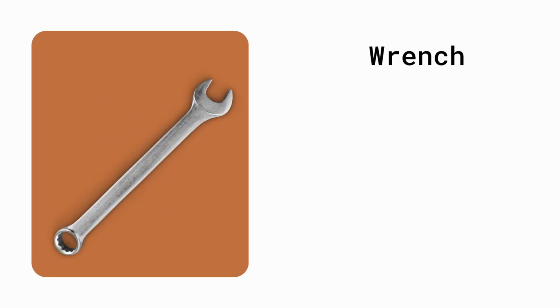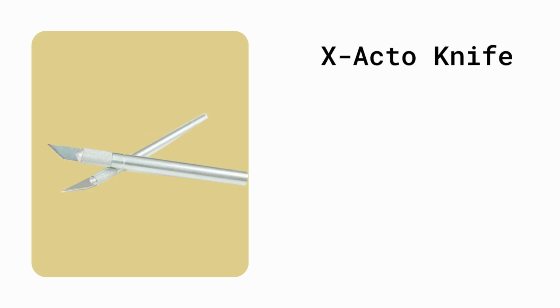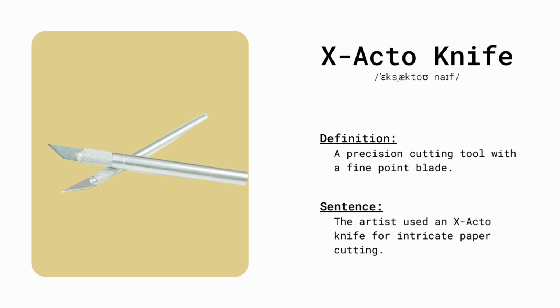W is for wrench. A tool used for turning nuts and bolts. The mechanic used a wrench to take apart the mower. X is for X-Acto knife. A precision cutting tool with a fine point blade. The artist used an X-Acto knife for an intricate paper cutting.